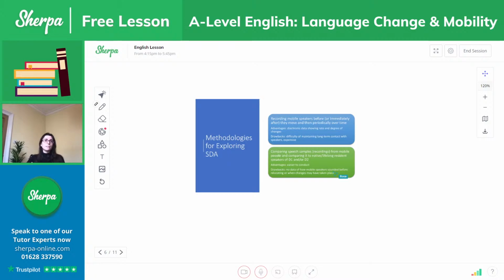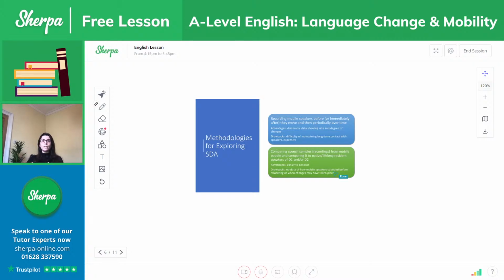But obviously the disadvantages are it's very difficult to do this, to stay in contact with someone over this entire period of time, and to find someone right when they move or right after. And it also gets expensive to keep all of this research going, keep it funded.